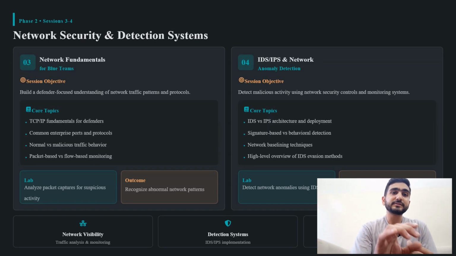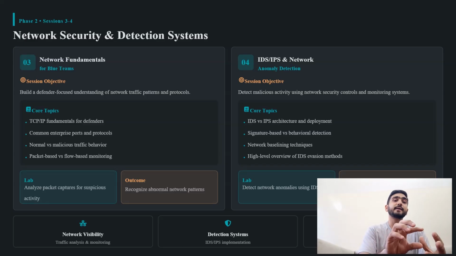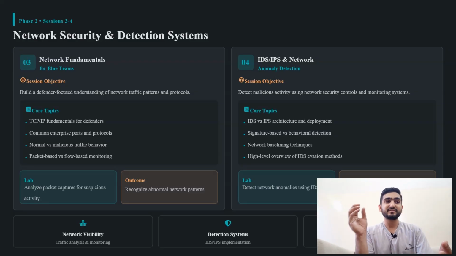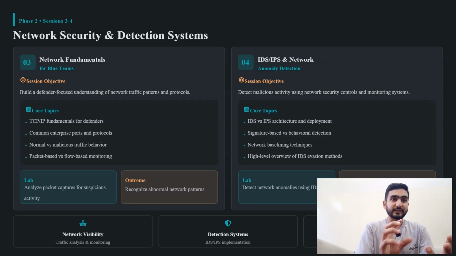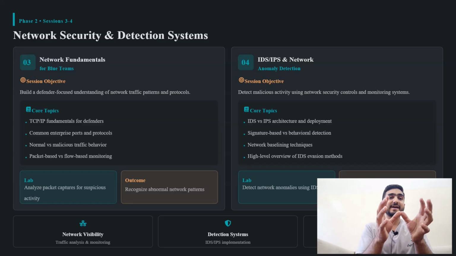Moving on, we also need to understand how the network works. In order to understand one alert, you have to understand how that alert occurred in our environment. In order to understand why certain ports are being hit by different threats or attacks, you need to understand the network itself. So in this program, we are covering network fundamentals specifically for blue teams, and what kind of knowledge they have to know.